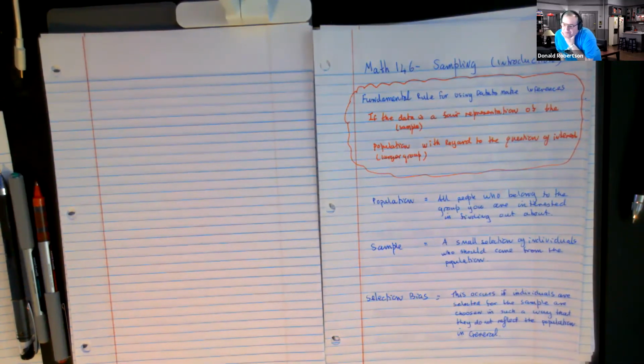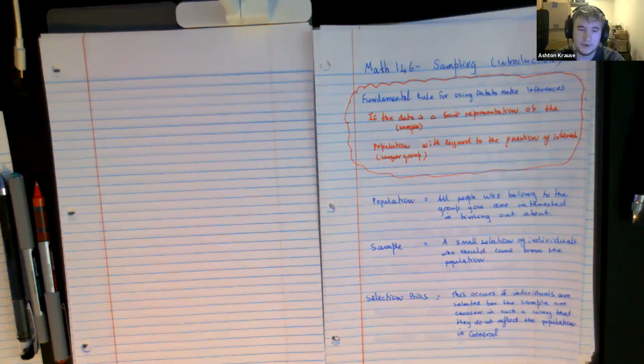You're interested in people's opinion on abortion. Are they in favor? Are they against? And you randomly phone 1,000 people. Where's the selection bias in phoning 1,000 people? Who do you not get to talk to? People who don't have phones?